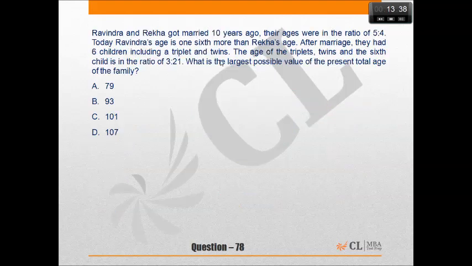Ravindra and Rekha got married 10 years ago. Their ages were in the ratio of 5:4. Ravindra's age is 1/6 more than Rekha's age. After marriage, they had 6 children, including triplets and twins. The ages of triplets, twins and the 6th child were in the ratio of 3:2:1. Largest possible age. Okay. They got married 10 years ago when their ages were in the ratio of 5:4. Then today the ages are 5x plus 10 upon 4x plus 10, and this is equal to 7 by 6, since Ravindra's age is 1/6 more than Rekha's age.